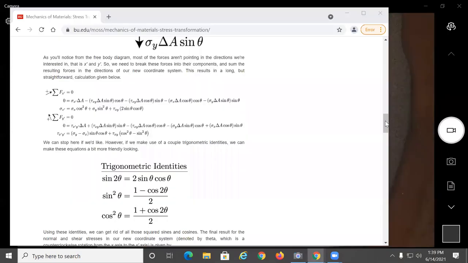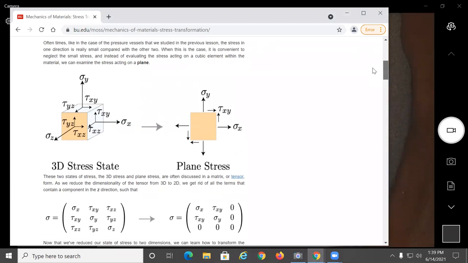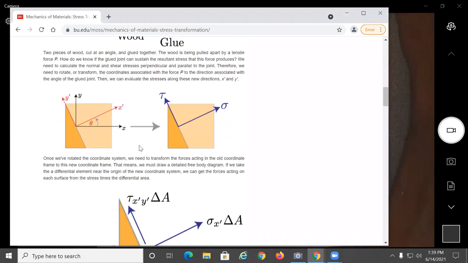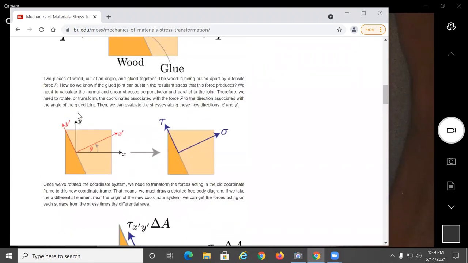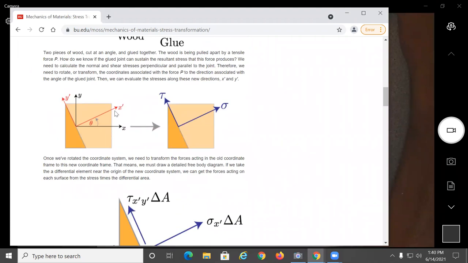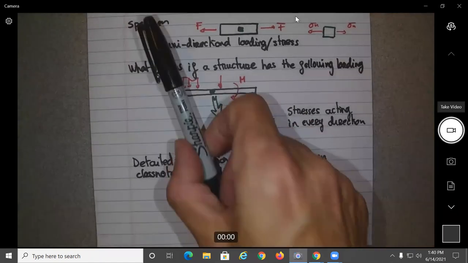Okay, so I found here a website, but you can find multiple ones about stress transformation. Then you start from this element, you make a cut, and you do some measure of forces, X and Y, and you find the relation between the stresses on the X axis and the X prime axis. And okay, this is what we're gonna get.